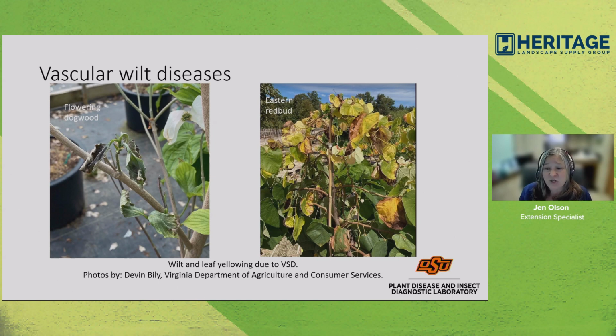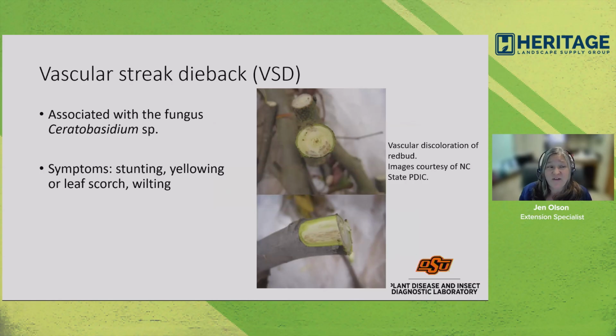The symptoms may start as yellowing or even scorching of the leaves. Sometimes we see the wilt, but this vascular streak dieback has been found for maybe the past 4 or 5 years. And I've seen it mostly in nurseries, but now it's making its way out into the landscape. Plant pathologists are still working on confirming the actual cause of this. It is associated with a Ceratobasidium species. And so they're still working on verifying that this is the exact cause.